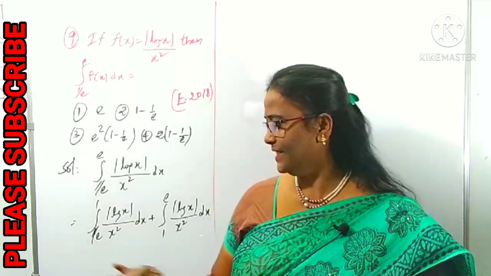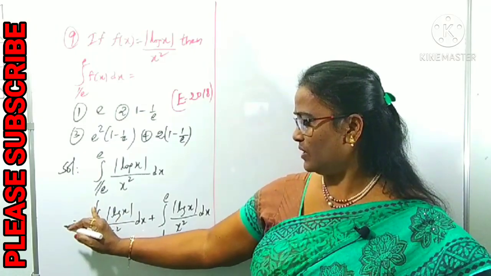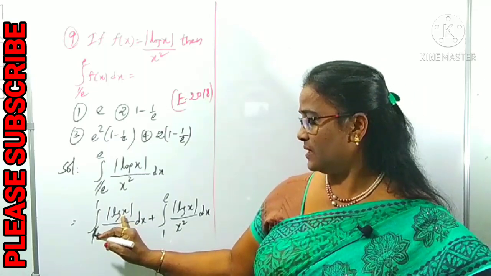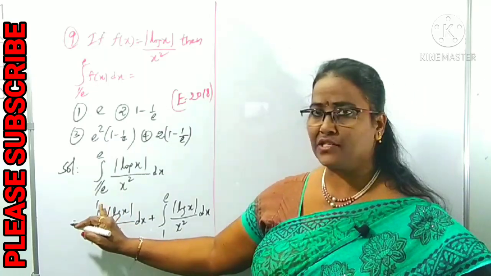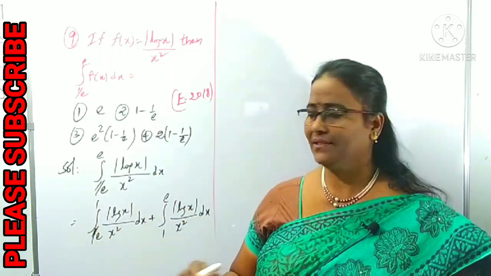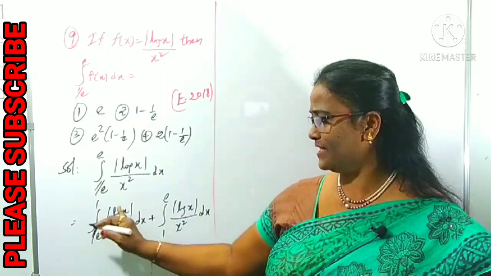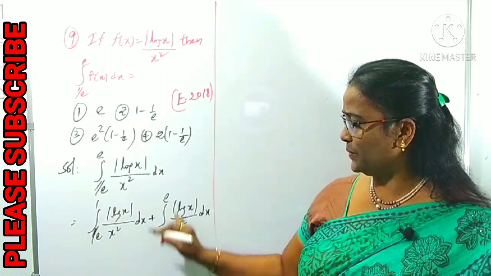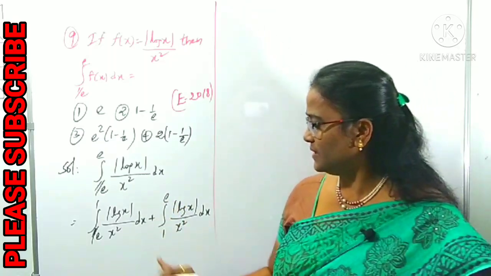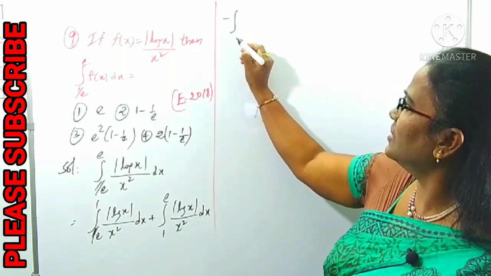Now you can concentrate on the interval 1 by e to 1. In this interval, is the function negative or positive? You know log is 0 for x equal to 1. So what does 1 by e to 1 mean? Less than 1 or more than 1? 1 by e to 1 is less than 1. In the case of less than 1, it becomes negative. 1 to e is clearly greater than 1, so it becomes positive. Now we can take this modulus as negative for the first integral.